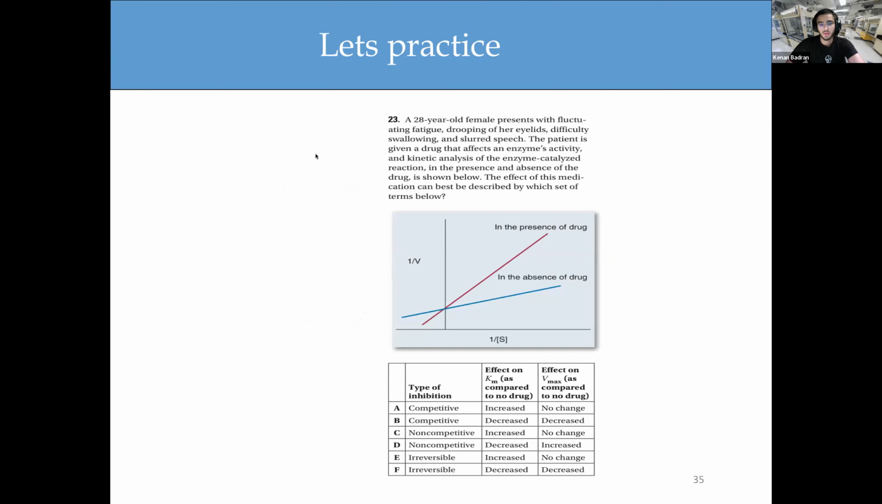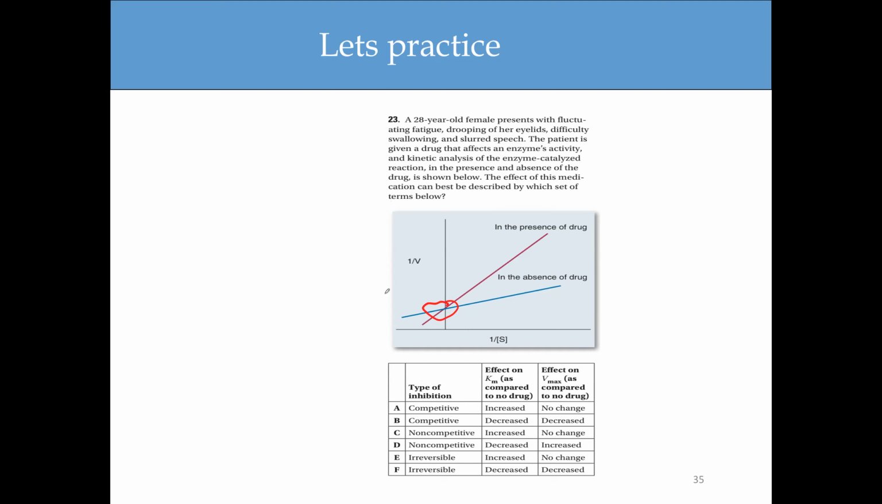23. A 28-year-old female presents with fluctuating fatigue, drooping of her eyelids, difficulty swallowing, and slurred speech. The patient is given a drug that affects an enzyme's activity, and kinetic analysis of the enzyme catalyzed reaction in the presence and absence of the drug is shown below. The effect of this medication can be described by which of the terms below? Quickly, before, what do you see here?